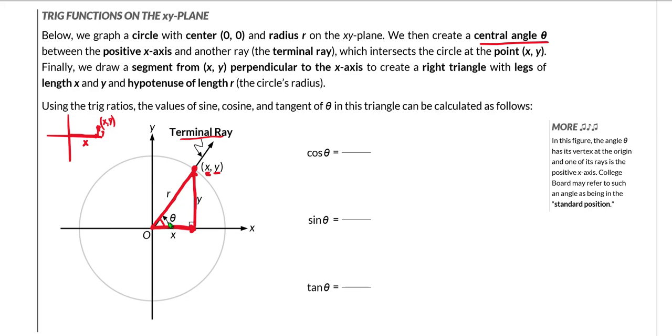And now I can actually figure out what the trig functions of this central angle theta are. The cosine of theta, let me write down SOHCAHTOA. The cosine of that angle is going to be the adjacent side, which is x, over the hypotenuse, which is r. So in this triangle, the cosine of that central angle theta is going to be x over r. The sine of this central angle theta is going to be opposite, which is y, over the hypotenuse, which is again r. And the tangent of that central angle theta is going to be the opposite, y, over the adjacent, x, y over x. So in this triangle, I now have my basic trig ratios.